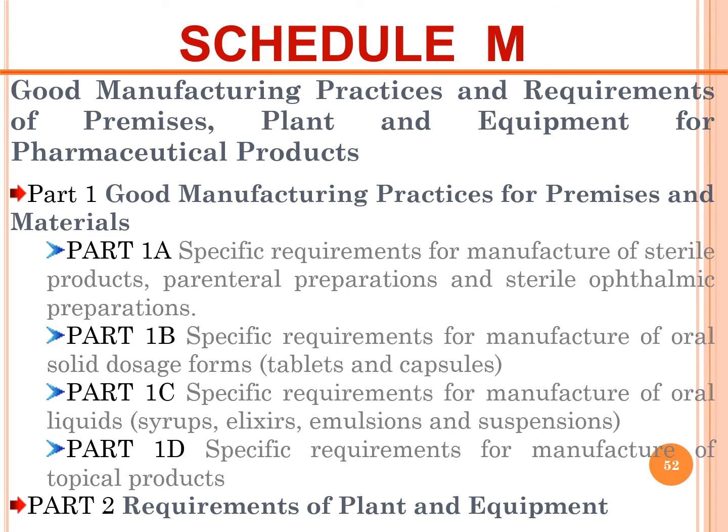Part 1C. Specific requirements for manufacture of oral liquids, syrups, elixirs, emulsions and suspensions. Part 1D. Specific requirements for manufacture of topical products. Part 2. Requirements of plant and equipment.